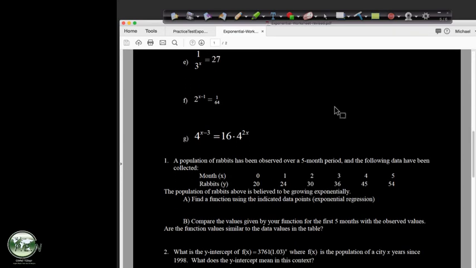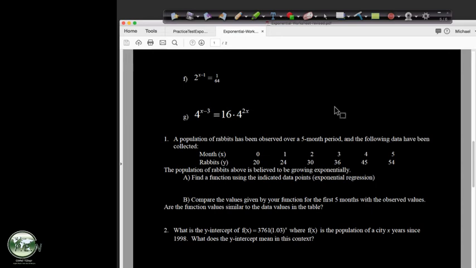Okay. So we want to do this one. Now it's lost its table, but we'll walk through this one anyway.